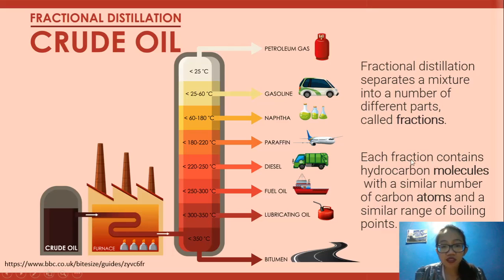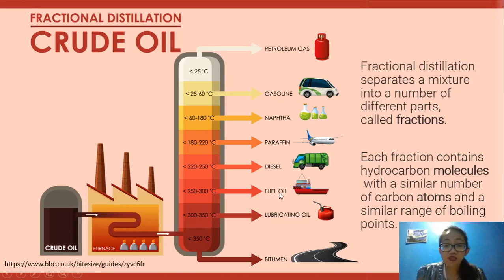Next, the fraction would be paraffin. That's the type of oil we use to power our airplanes. Next is diesel. It's considered one of the dirtier fuels compared to gasoline, but it's ideal to power larger vehicles. So for trucks and large moving vehicles, we use diesel.